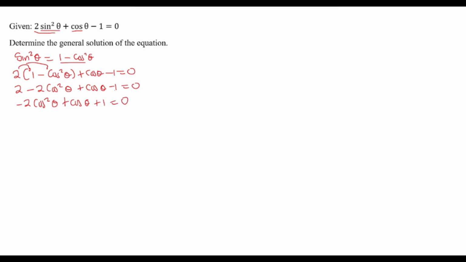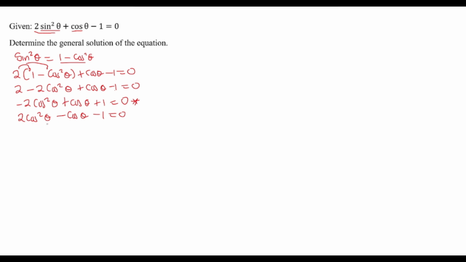Usually I divide everything by negative 1 when it's like this, so that the coefficient of cos squared theta becomes positive 2. So let's divide everything by negative 1. So it becomes 2 cos squared theta minus cos theta minus 1 is equal to 0. If you can work with this equation, it's fine.